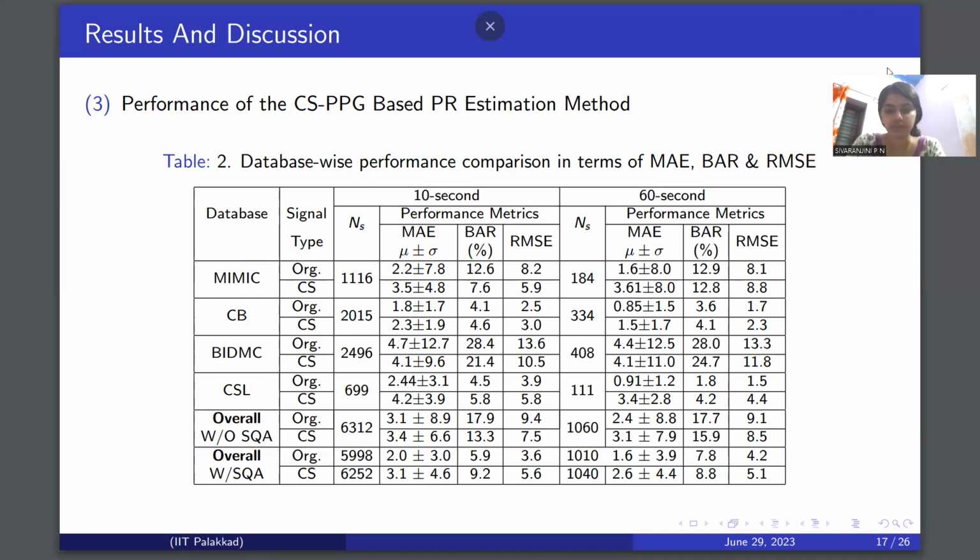The next inference is that the 60-second data had better performance compared to the 10-second segments, as is clear from the performance indices. And also, the signal quality assessment has improved the performance considerably compared to the performance without signal quality assessment.